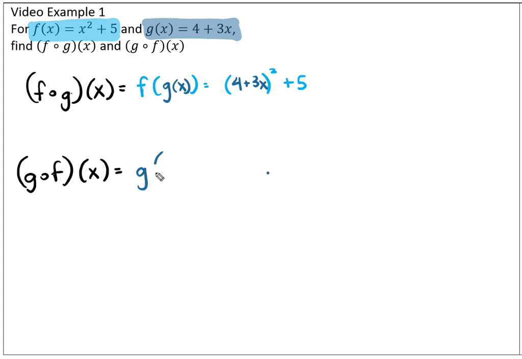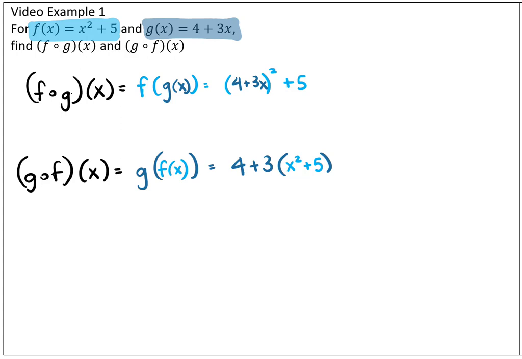Likewise, we have g of f of x, meaning that g of x is our outer function and f of x is our inner function. So let's write the g function first. 4 plus 3x replaced by parentheses. And then inside my parentheses, I'll put the value of f of x, which is x squared plus 5.